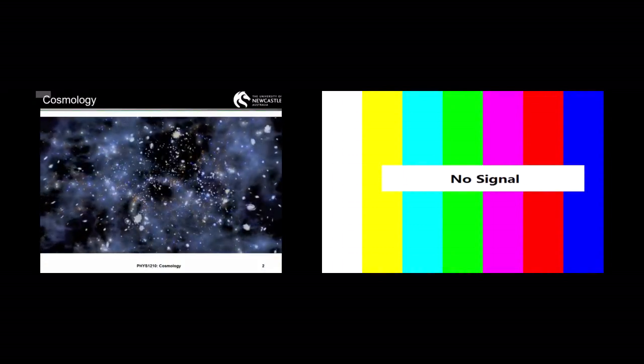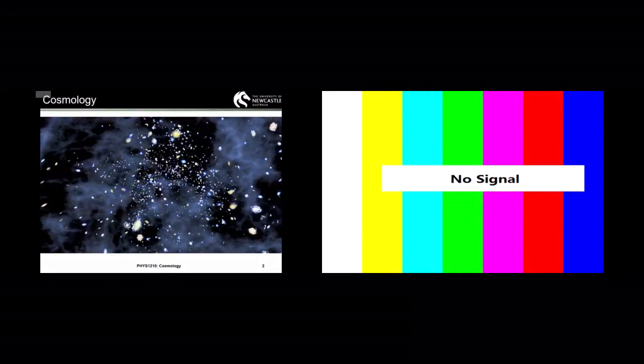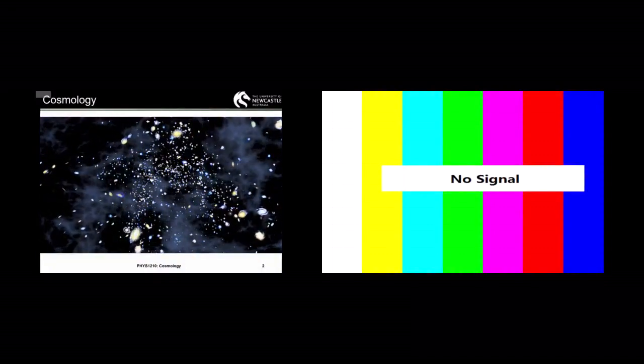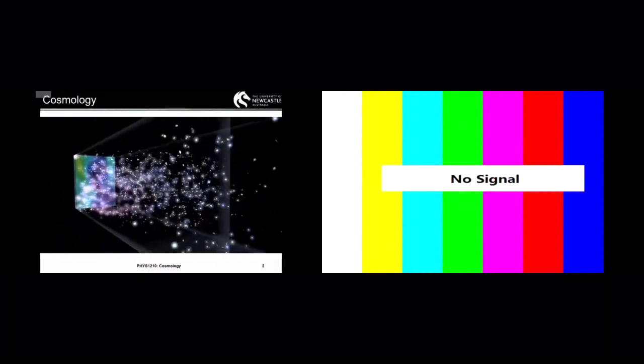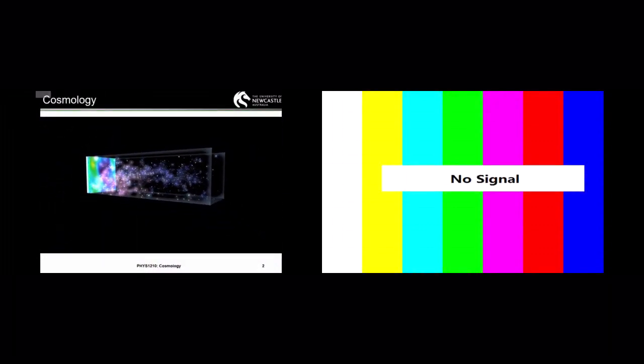Now gradually those stars collected together into galaxies, and those galaxies are also not distributed in a uniform way throughout the universe. They're collected together in different structures. And so what we're observing now with our telescopes are the remnants and the imprint of that structure that we saw in the early universe.